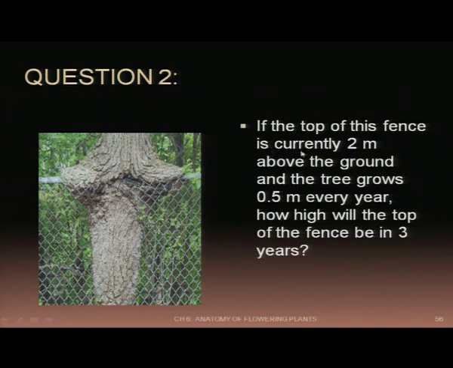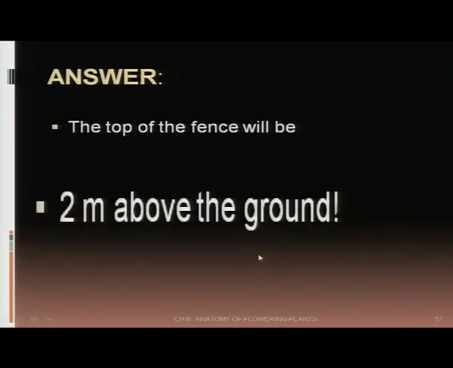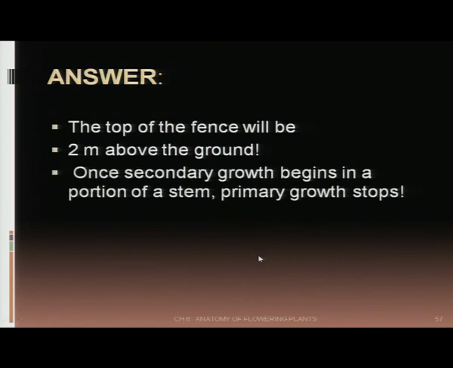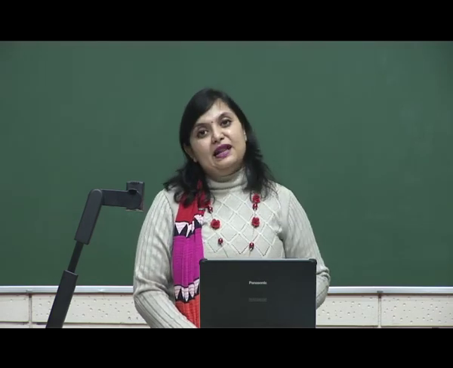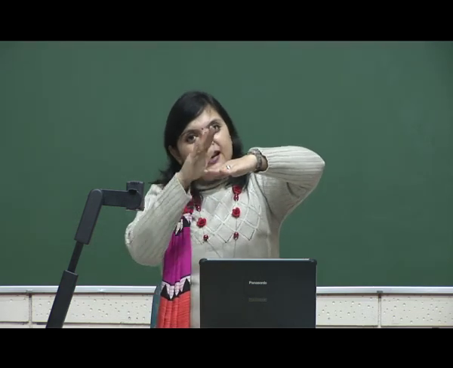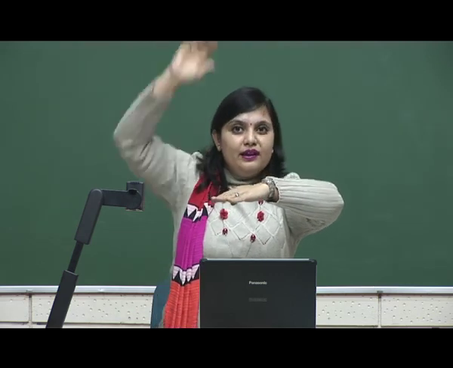Now, if the top of this fence is currently 2 meters above the ground and the tree grows 0.5 meter every year, how high will be the top of the fence in 3 years? What will happen? Will it take it above? No. Actually, the top of the fence will be only 2 meters above the ground. Why? Because I had told you initially, if the secondary growth has started, the primary growth will not take place now. So, the stem will remain at this point only. The height of the tree is increasing, but from the tips only. Here the height is not increasing.